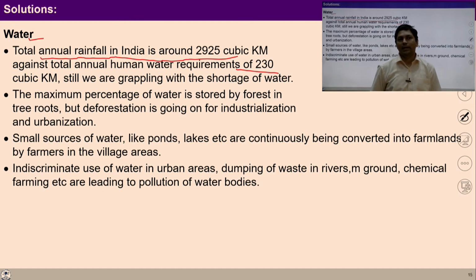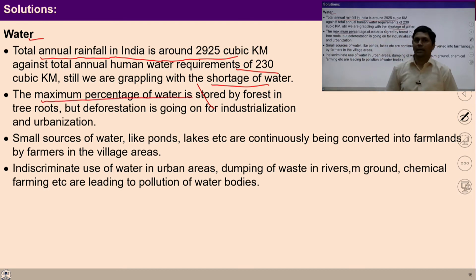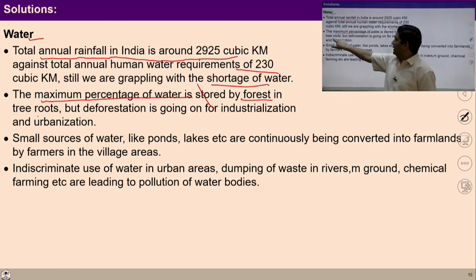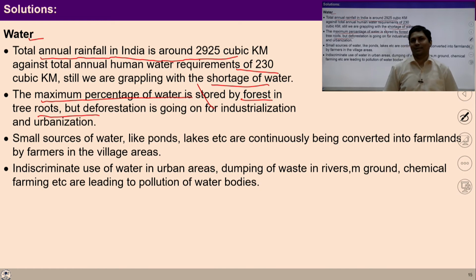But still we are grappling with the shortage of water. So basically, why are we having this shortage of water? Because the maximum percentage of water is stored by forests in tree roots, but due to deforestation, as it is going on for industrialization and urbanization, water storage has become a problem.